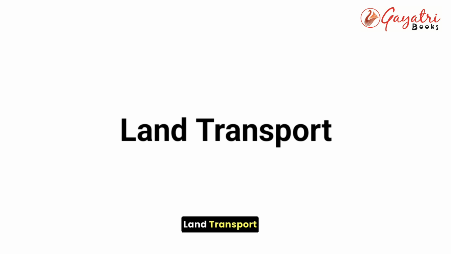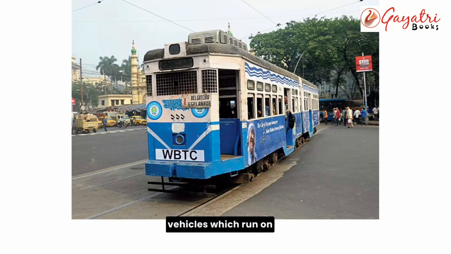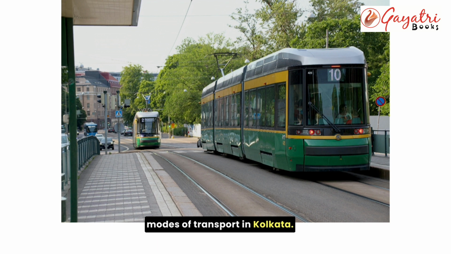Land transport. Vehicles which run on land are called land transport. These are the most common modes of transport. In Kolkata, one more mode of transport called tram or tramcars is used.